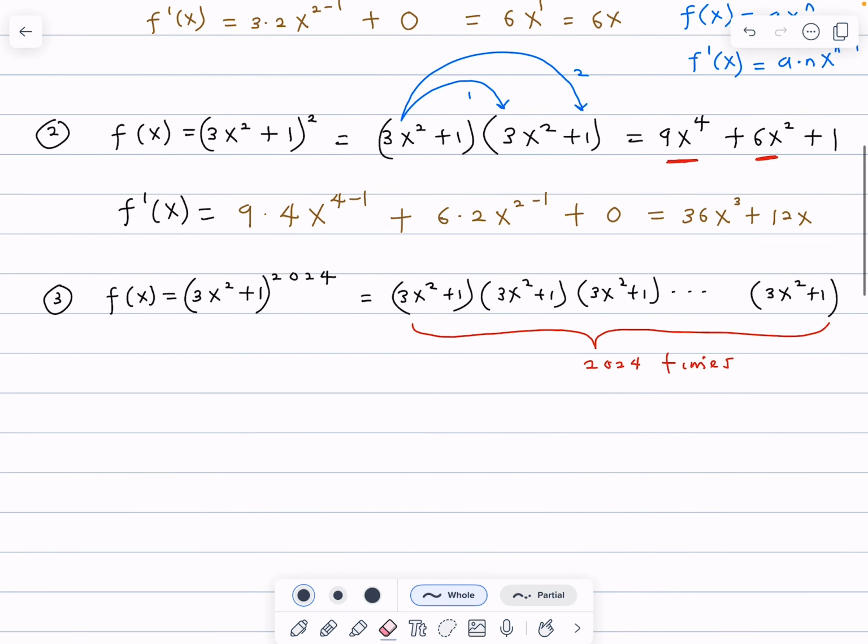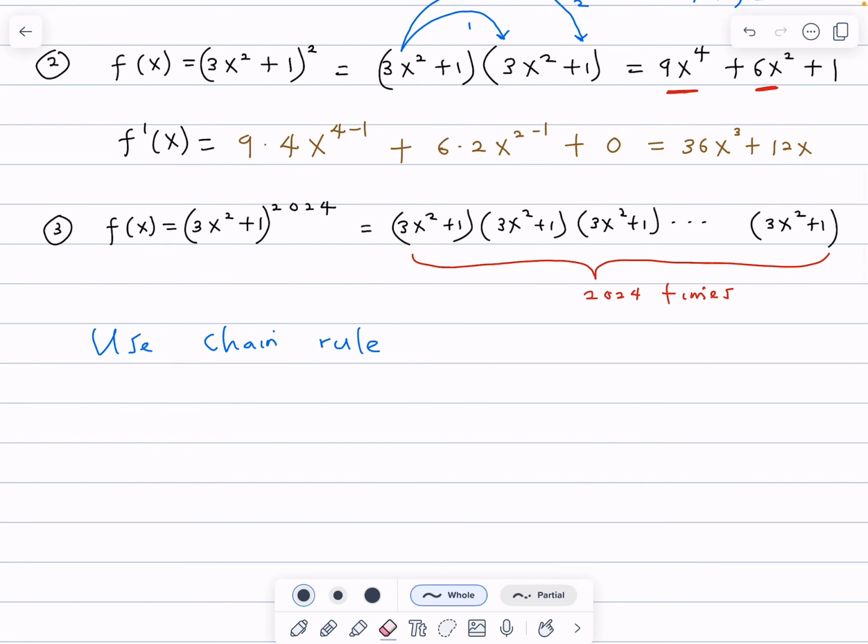This is why we need another method, which is called the chain rule. Using the chain rule, I can just take 4 steps and I'm done. So now let me write: use chain rule, just 4 steps. The chain rule says, let me write f prime of x. The first step is I take the derivative of what is inside, which is 3x squared plus 1.